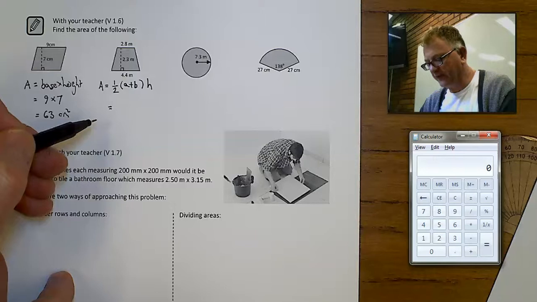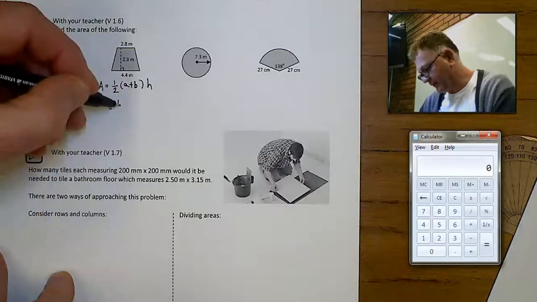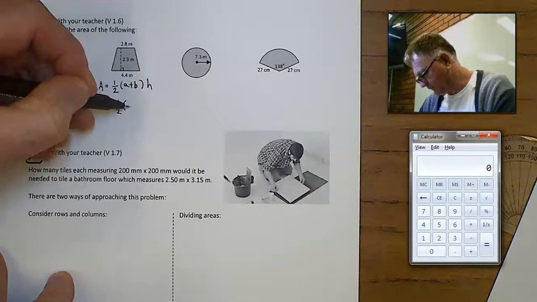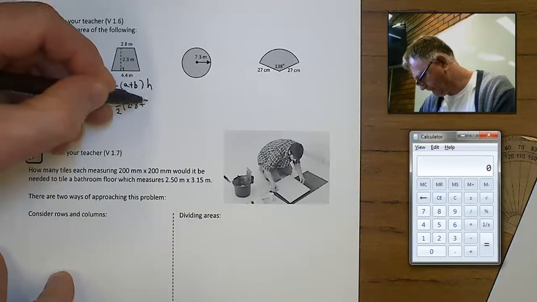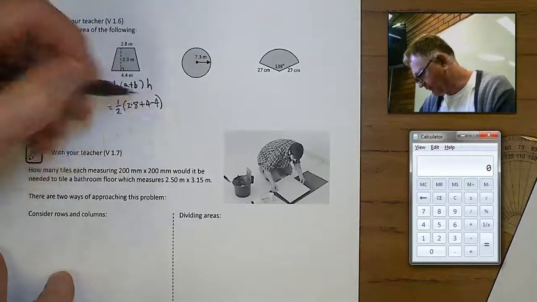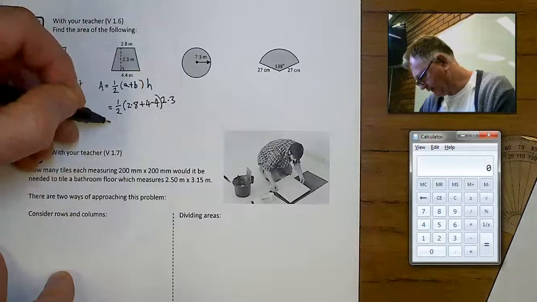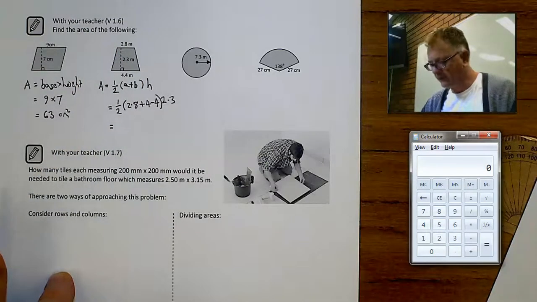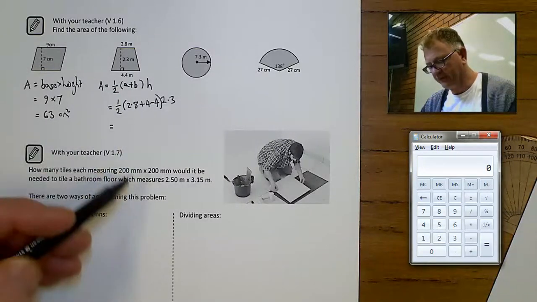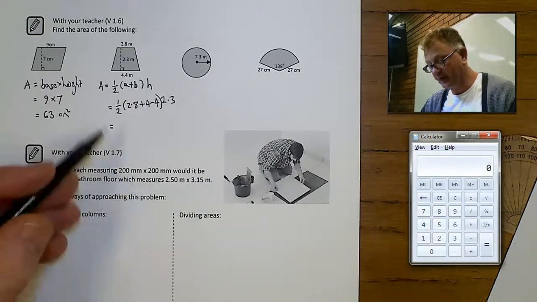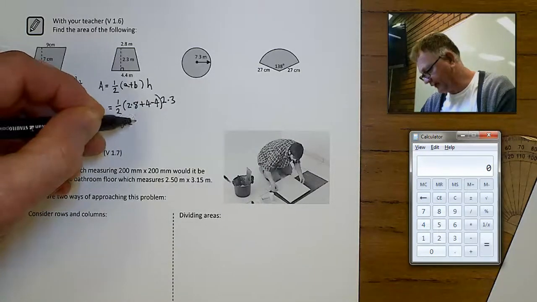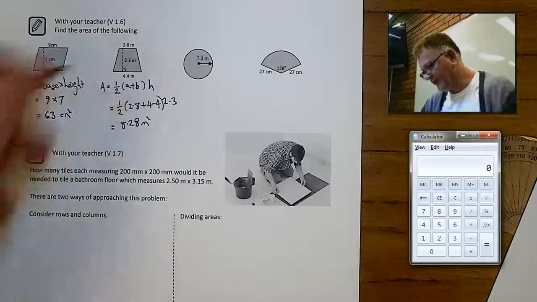So if we average those, or add them together, then multiply by 0.5, by half, multiplied by the distance in between them, 2.3. You have a go at doing that on your calculator. Be careful when you've got questions with mixed operations like this. It might be best to work that out separately first, or use your brackets carefully. A half, of course, is 0.5. I got an answer of 8.28 metres squared for this one.